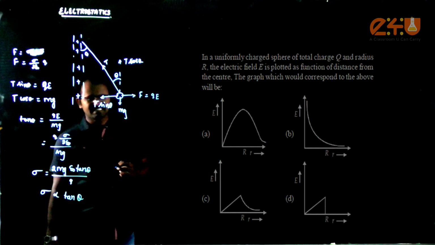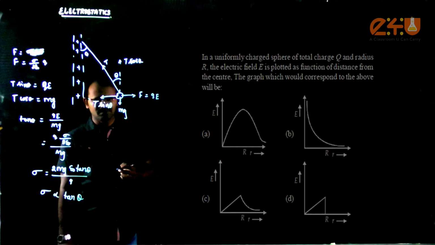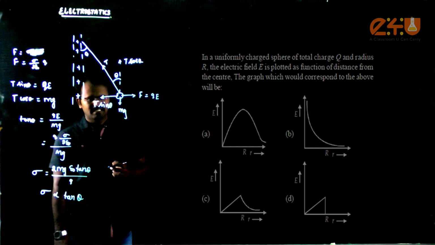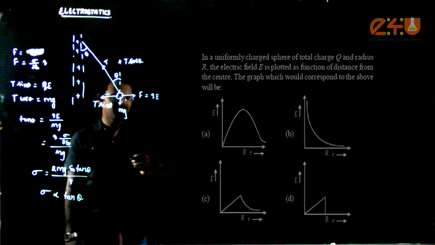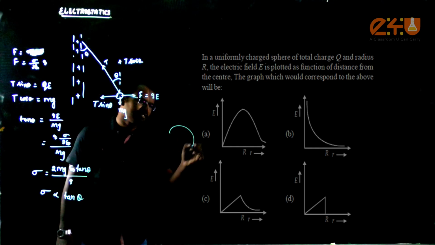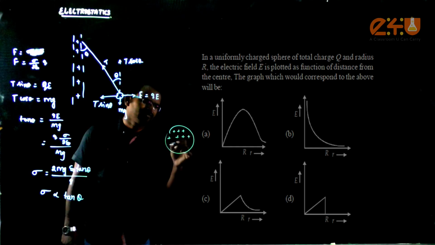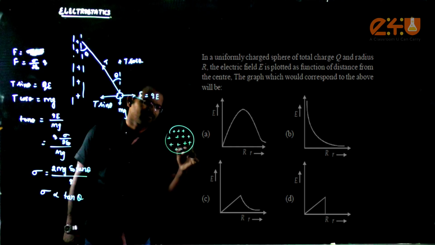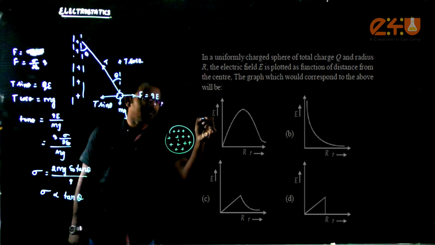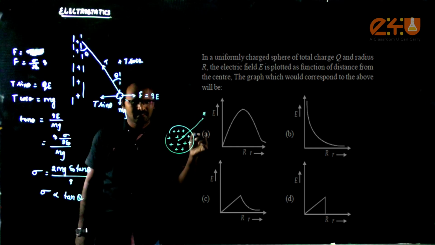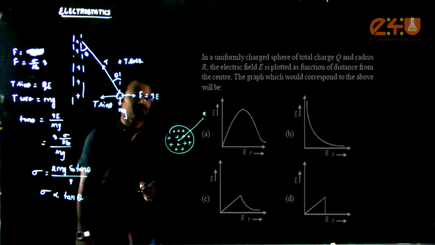In a uniformly charged sphere of total charge Q and radius R, the electric field E is plotted. Again, see, uniformly charged sphere means the charge has been filled fully. So with respect to the center, I want to find out the electric field outside, on the surface, and also inside at a particular point.